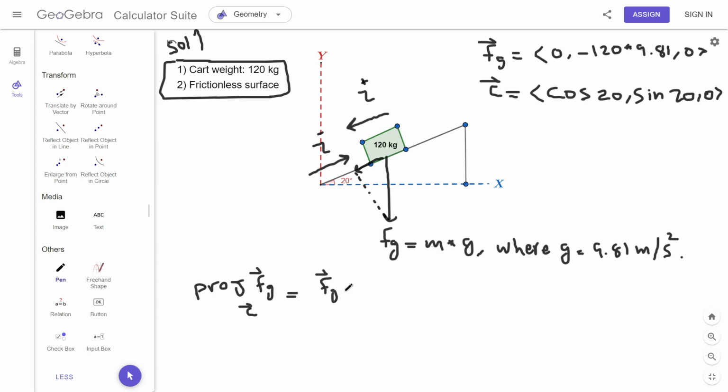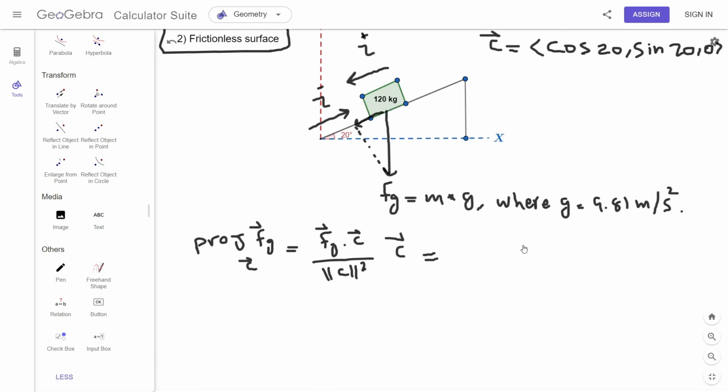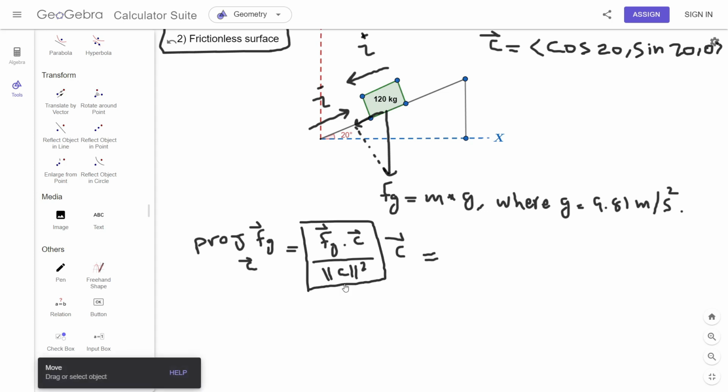The projection of the gravitational force onto the incline vector is computed using the dot product of the two vectors divided by the squared magnitude of the incline vector. This result is then multiplied by the incline vector, onto which the projection is performed. Note that the result of this projection is a scalar value, which exactly represents the amount of force we are looking for. I will highlight this scalar value in red.